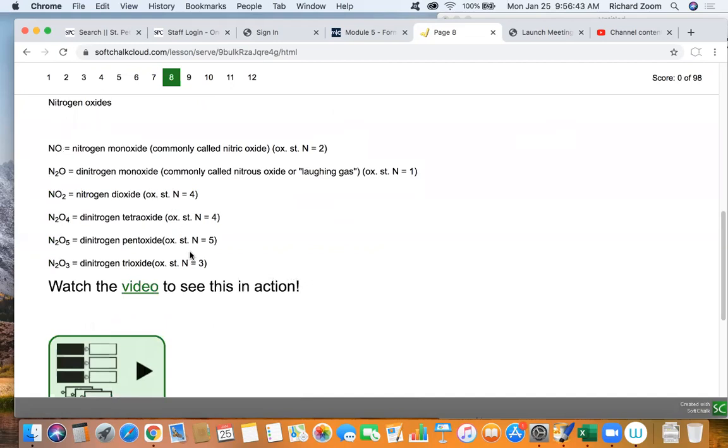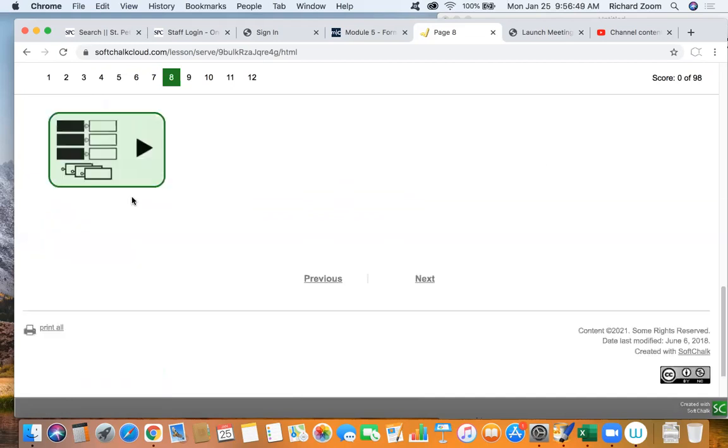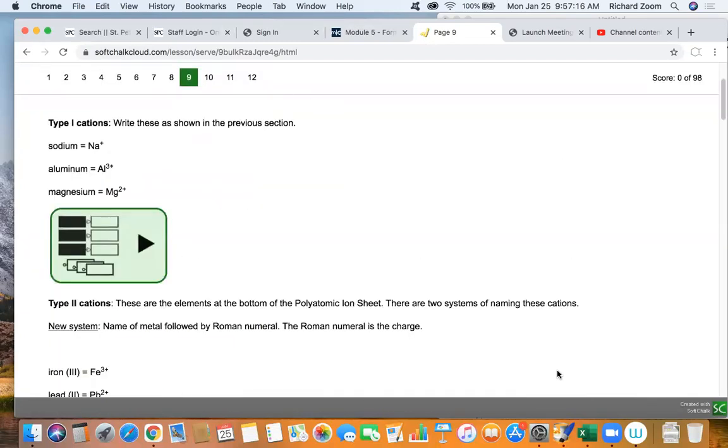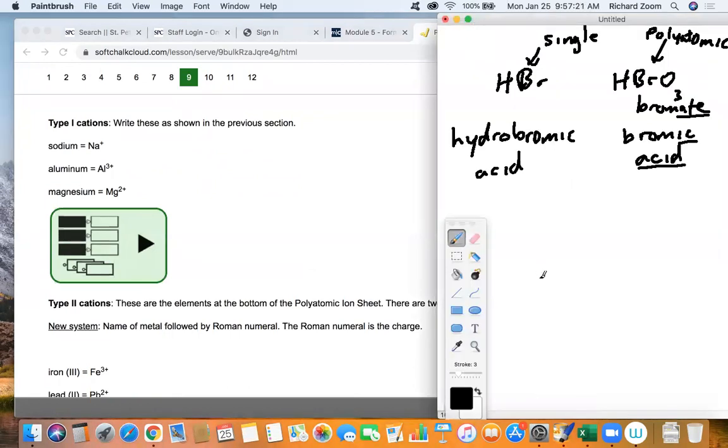I've got a whole bunch of others here for nitrogen oxides as well. So that's all the situations we're dealing with here when we're going from formulas to names. Now we can also go backwards from names to formulas too. And as you'd expect, I think this is probably easier than going the other way. The reason is, I'm going to put down some examples here, and you'll be able to see why this isn't that difficult.